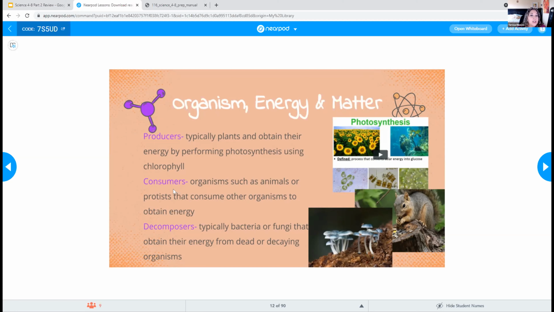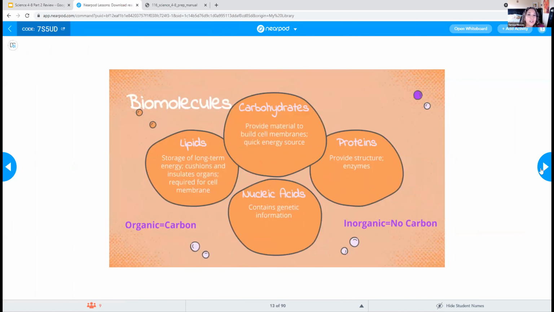Then your consumers are going to be organisms that consume something else. They're literally going to eat something else. For example, you all are consumers. You eat plants or you eat animals, you eat something, right, in order to obtain your energy. And then decomposers are typically bacteria or fungi, but they're going to eat, or not eat, but they're going to absorb, I guess you could say, dead and decaying matter. Okay, so all of these are going to play a role inside of food webs and food chains and all of that. And they're all interconnected.